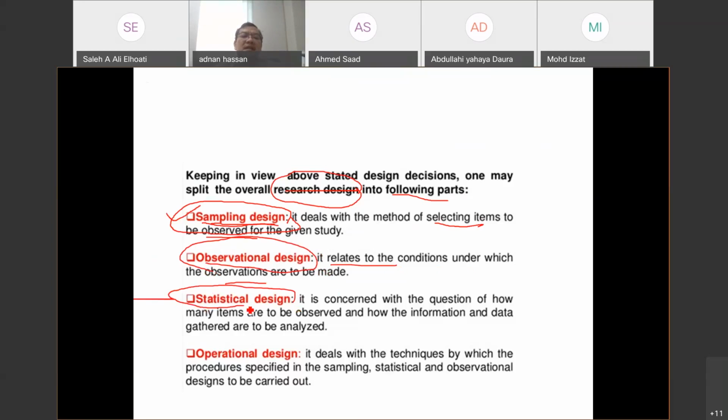Statistical design. Statistics is very important when you start collecting data. Because you are collecting a sample of data, you must understand statistics, because the error in data collection has to be estimated. So the accuracy of your finding is very much dependent on the sample that you have used. Operational design deals with the techniques by which the procedures specified in the sampling are carried out. Statistics and observation. Has anyone not studied statistics before?